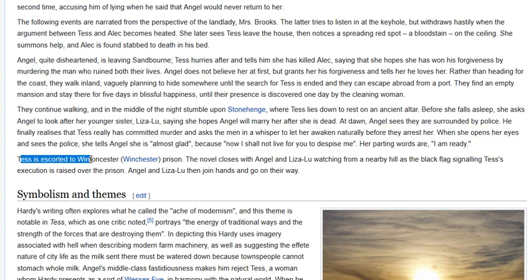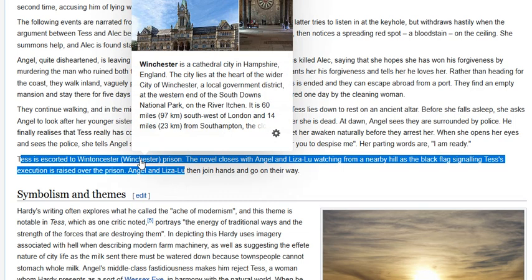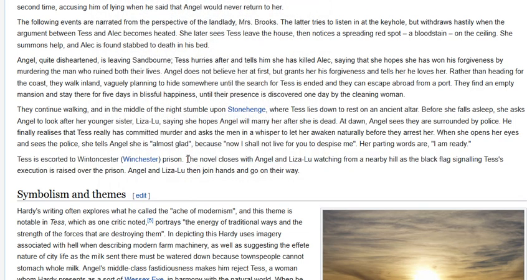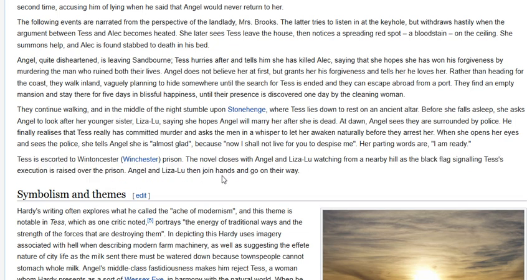Tess is escorted to Winchester prison. The novel closes with Angel and Liza-Lu watching from a nearby hill as the black flag signaling Tess's execution is raised over the prison. Angel and Liza-Lu then join hands and go on their way. Liza-Lu is the younger sister of Tess. And in that way, the tragedy ends.